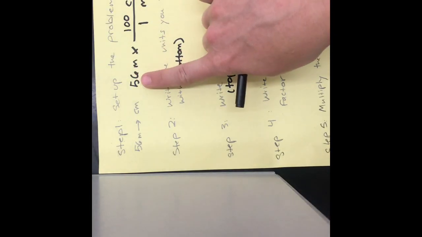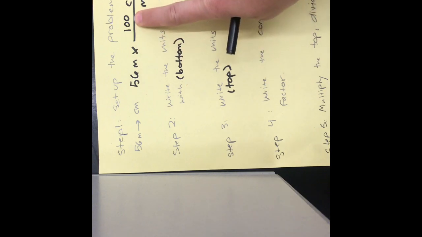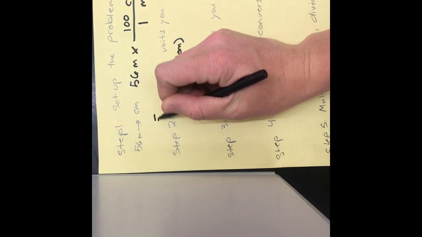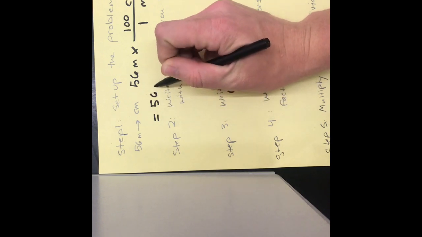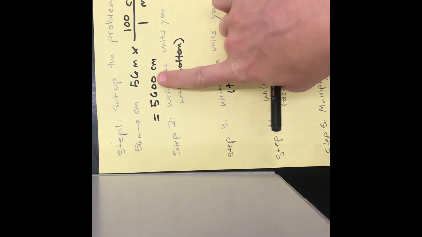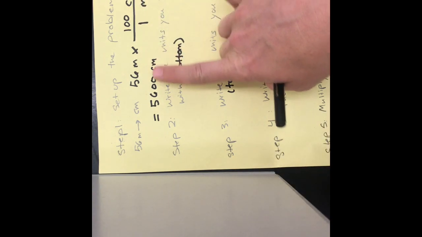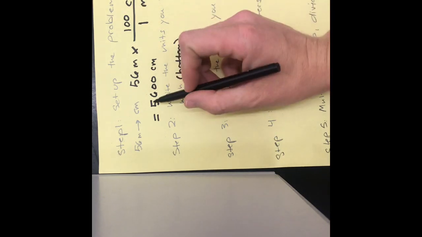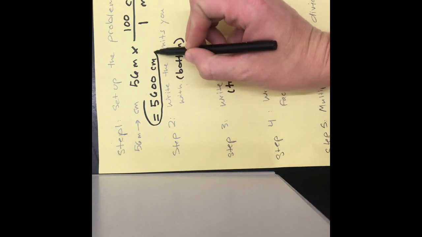Okay? The final step, step 5, is to multiply across the top and divide everything on the bottom. So I take 56 times 100 divided by 1, and that gives me 5,600 centimeters. Don't forget to include your new unit with your answer. Your answer should always have a number and a unit, because in chemistry we never have naked numbers. We always attach the unit.